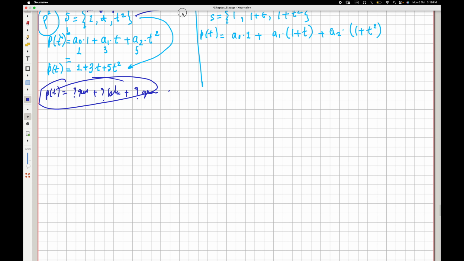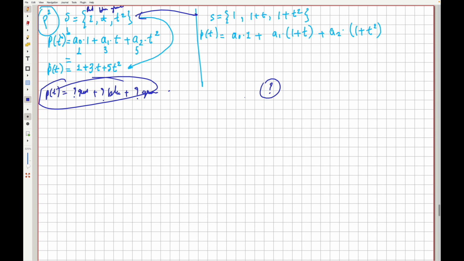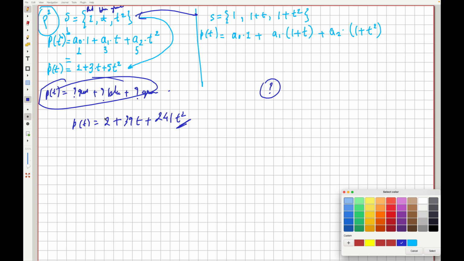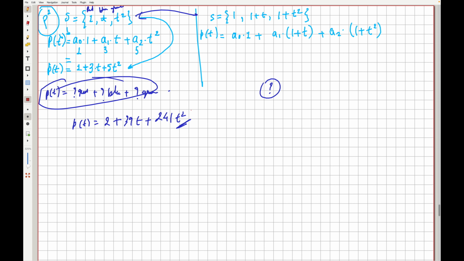If we have a different set of basis vectors, of course, then that will change how many of the red, blue, and green blocks you need to build that entire house. For example, say we have a polynomial which looks like this: p of t is equal to 2 plus 39t plus 241 t squared. Completely random. We can build even this particular polynomial using these basis vectors.